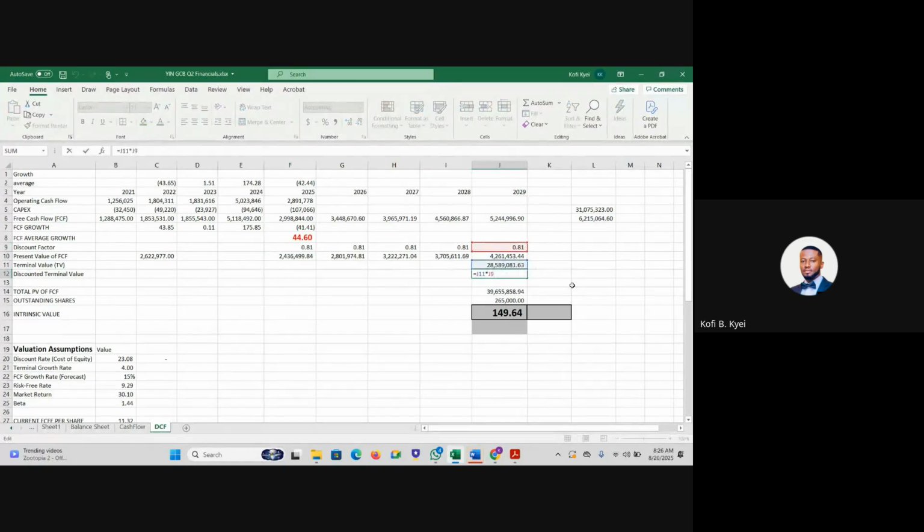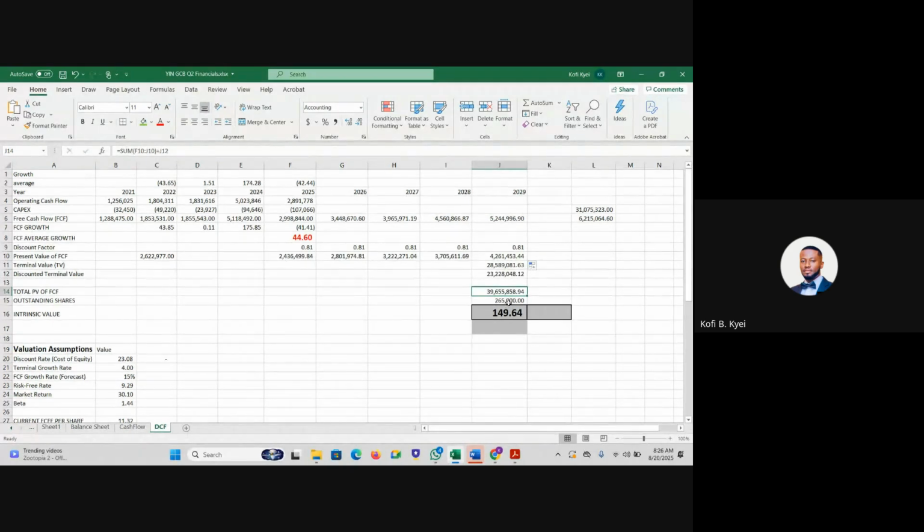So we bring it to present value terms. When you are done with this, bringing it to present value, the next step is to add all the total free cash flow that's been discounted to today, the present value of the future cash flow. You add all of it, then you add the discounted terminal value. As you can see, the discounted terminal value. Then you will get the total present value of the FCF. Okay, so that will be your intrinsic value in all.